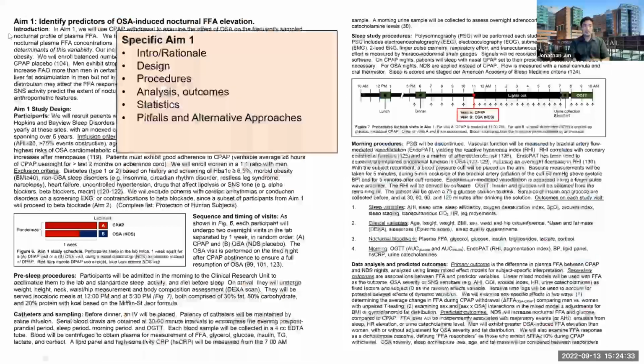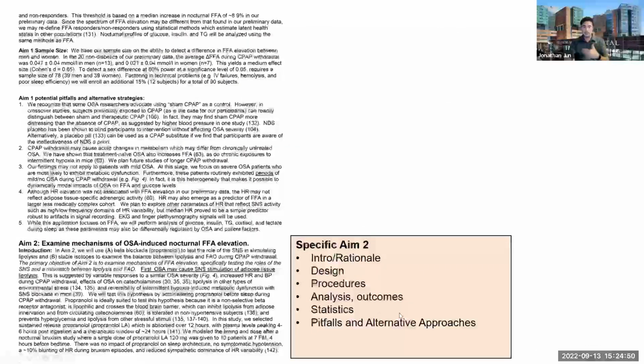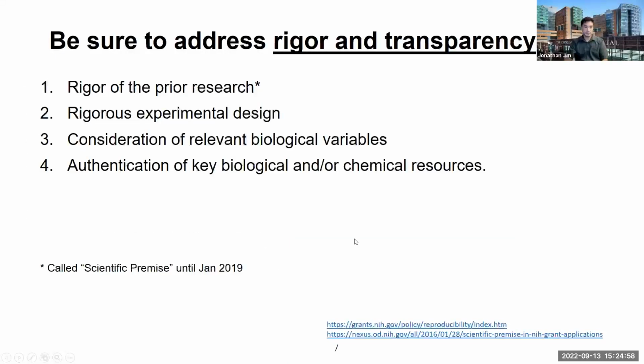All right, so here, this is a couple pages, which is aim 1. I went into the intro and rationale for aim 1. I talk about the design, the procedures, the analysis, the stats, and then the pitfalls and approaches. All of that pertains to just aim 1. Then I came to aim 2, and I did that same process. So this is one method to approach it: just divvy up your document into aims. Let me pause. Any questions on that so far?